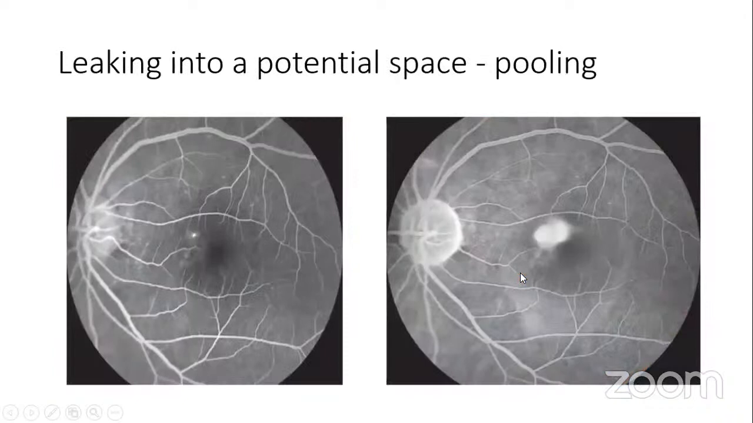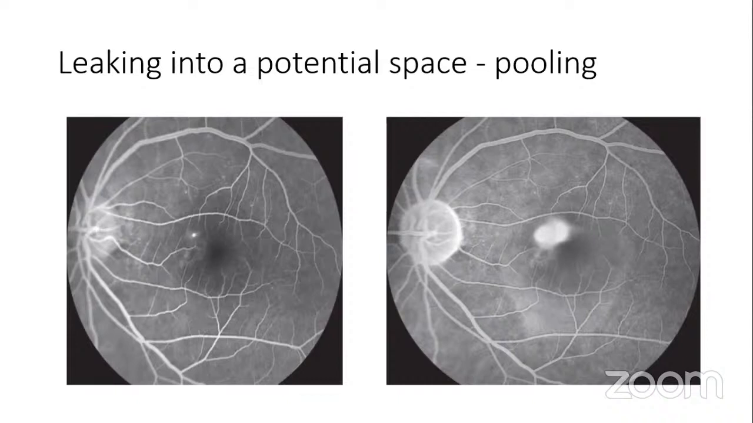Now, so the pooling is that the dye will leak into a potential space, abnormal potential space, or there are some areas of the retina.